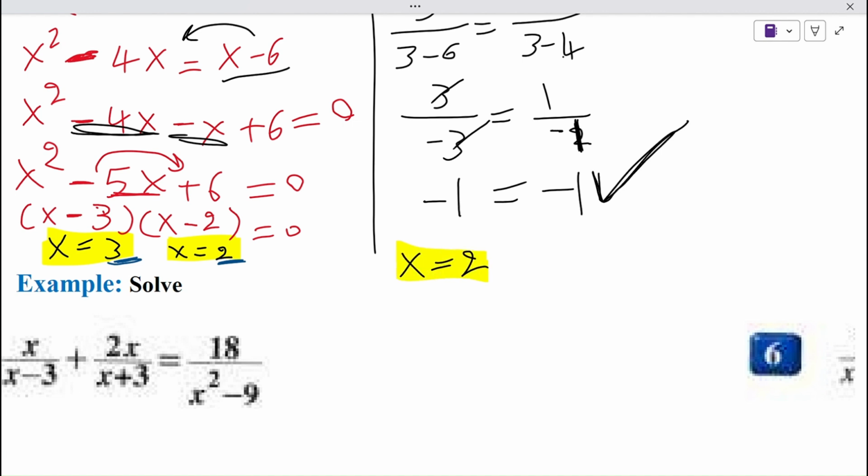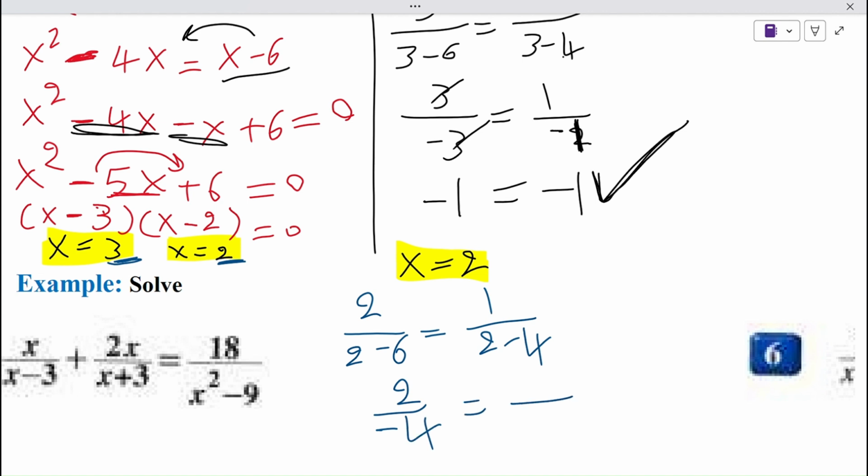2 over 2 minus 6 is equal to 1 over 2 minus 4. So 2 over 2 minus 6 is equal to 4 minus 4, and 1 over 2 minus 4 is equal to minus 2. We can divide: 2 by 2 is 1, by 2 is 2. So here we have minus 1 over 2 is equal to minus 1 over 2. So this is our solution again. So this is right. This is about this question.